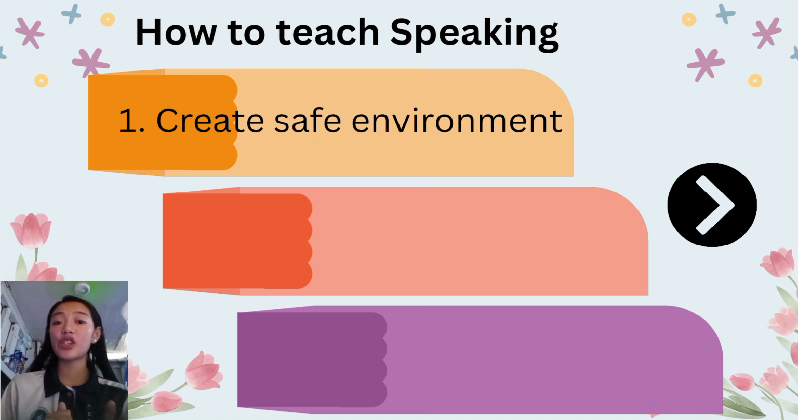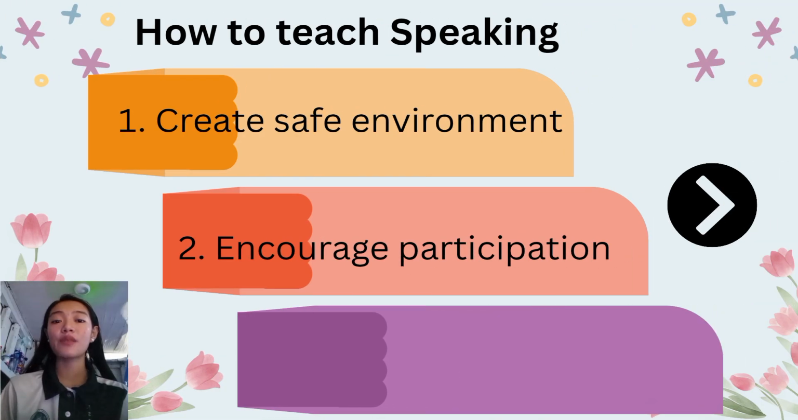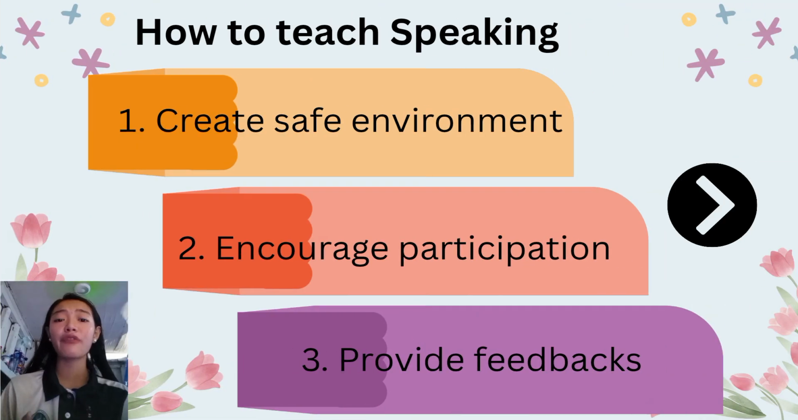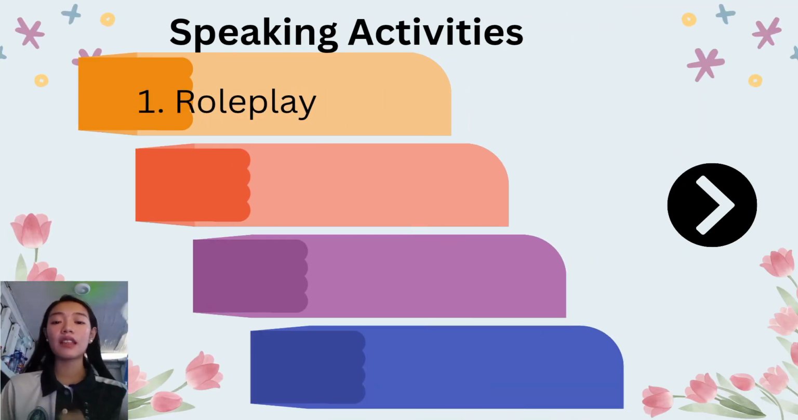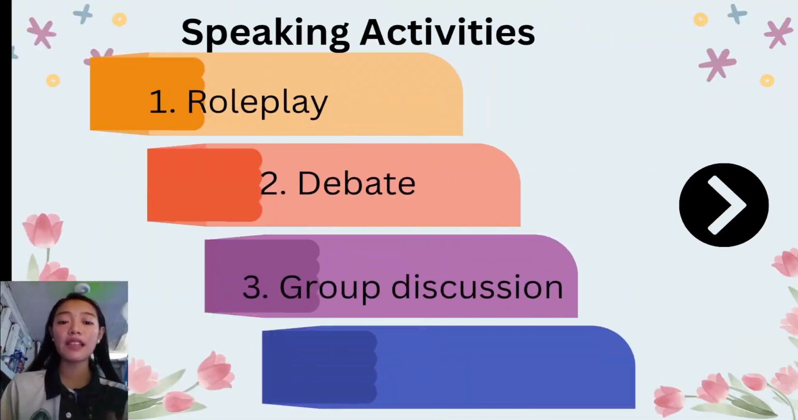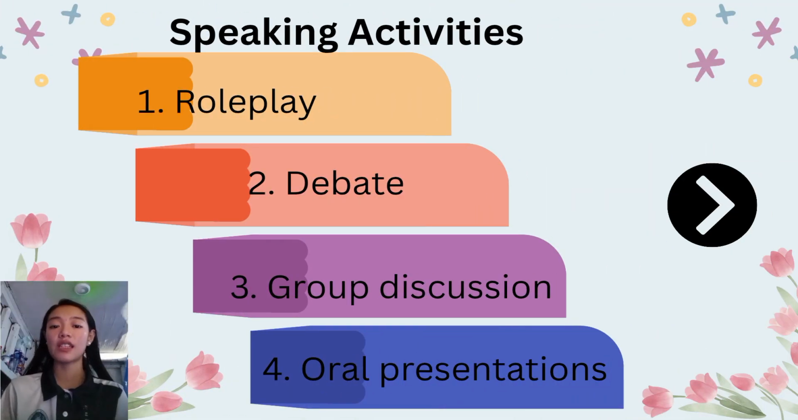Next is teaching speaking. In teaching speaking, we must create a safe classroom environment. Students will not speak if they are afraid of making mistakes. For example, speaking activities, role-playing, debates, and oral presentations are effective strategies. These activities encourage students to use English actively.